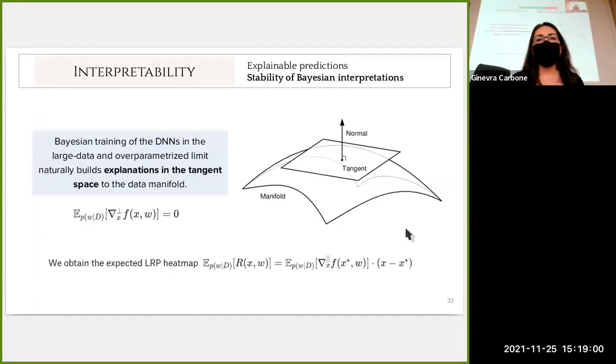In fact, in general, we proved theoretically, in the same limit that we were talking about in the previous theorem, so in the infinite data overparametrized limit, that explanations usually move in the directions that are tangent to the data manifold at that point, because all the orthogonal components average out to 0. So the expected LRP heat map is always parallel to the data manifold.